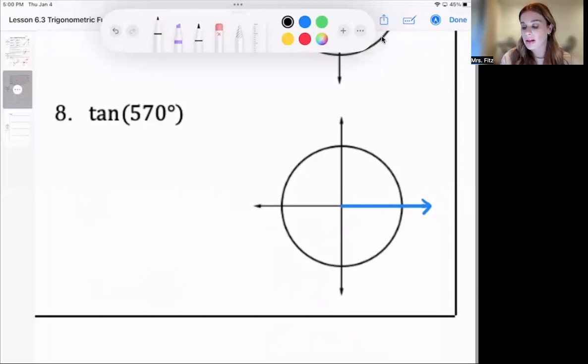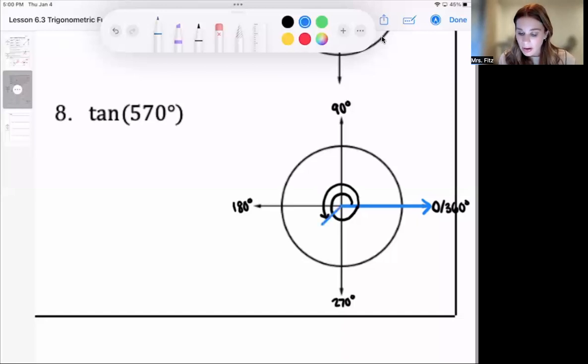Now remember, we are going to do more than one rotation, it looks like, because 360 is not going to be quite enough. So we have 90 up here, 180, 270. Okay, so after I do the first 360 degrees, how much further do I have to go? It looks like 210, right? So 210, it looks like we're landing in quadrant 3 again. 210 is right here.